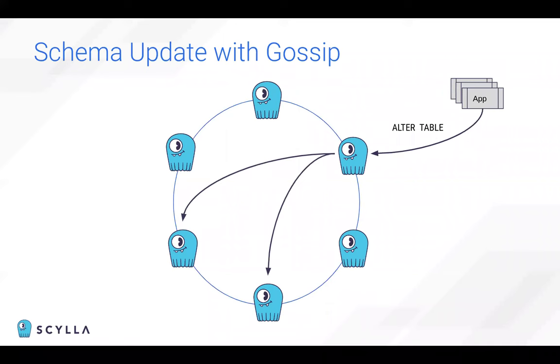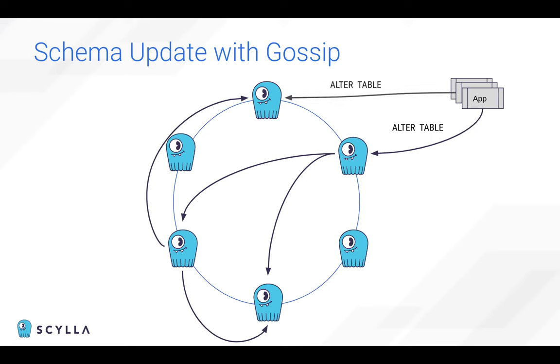So let's say that you have an application doing alter table. You do that from time to time. The information propagates using gossip in the cluster, meaning that each node randomly sends the update to another node. And of course, this works fine in most of the cases, but in some cases, the application will send another alter table, maybe to the same table, maybe to a different table, and then you might have a collision.